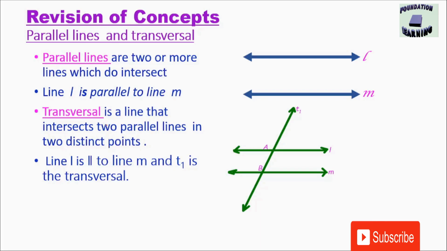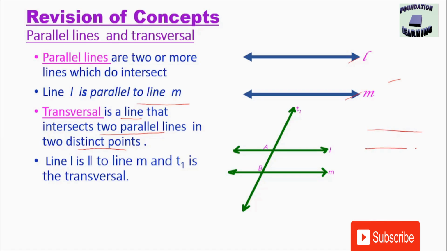The first one is parallel lines and transversal. What are parallel lines? I have already explained. Parallel lines are lines which do not intersect. An example I have told you is the railway tracks. So it never meets at any point. It continuously moves parallel. So line L is parallel to line M. Now what is a transversal? A transversal is a line that intersects two parallel lines in two distinct points.